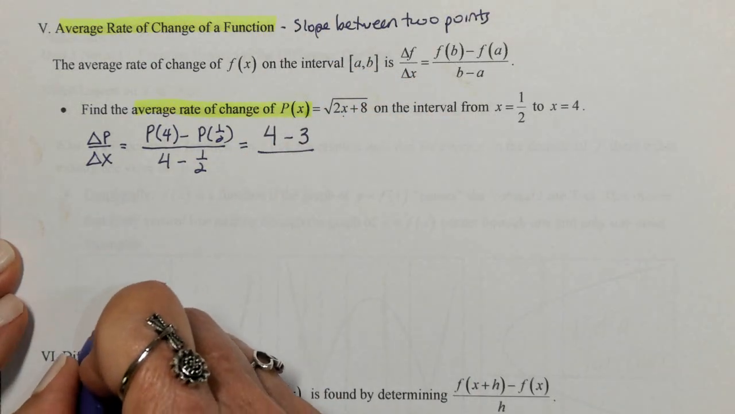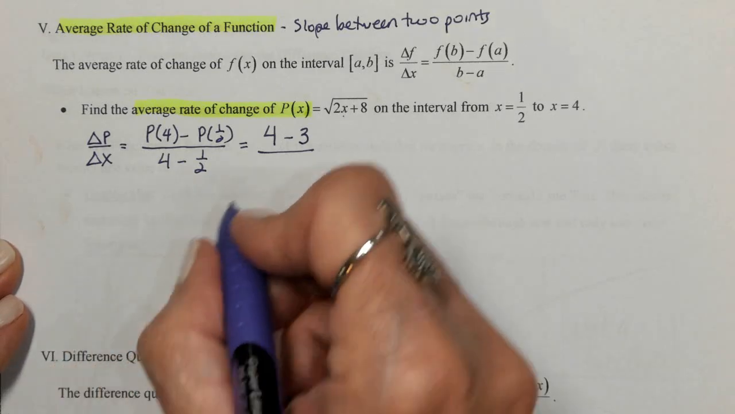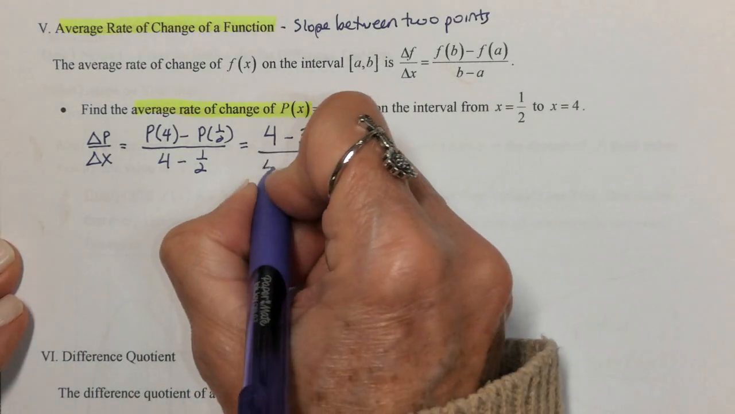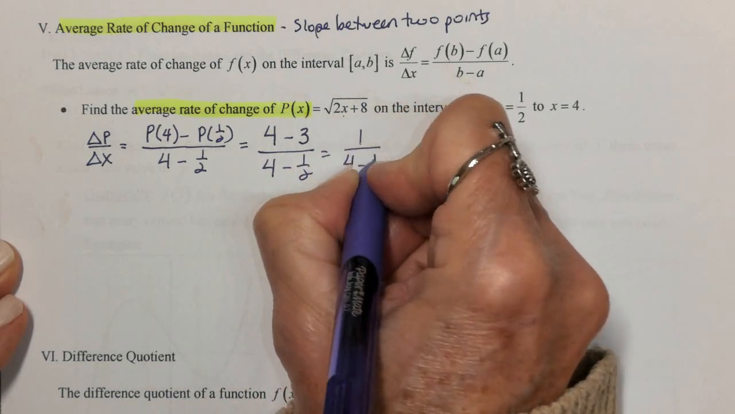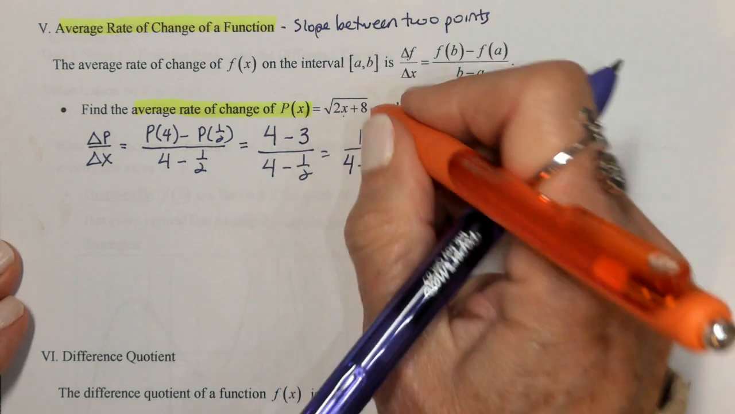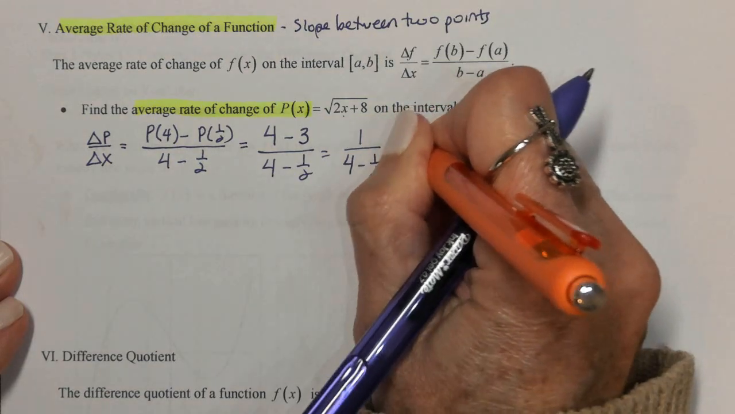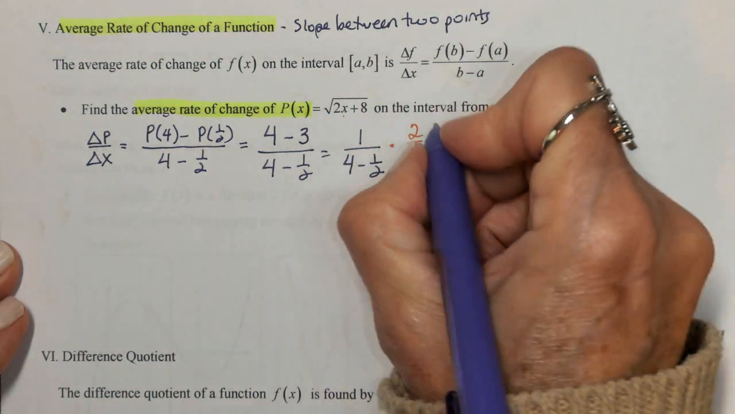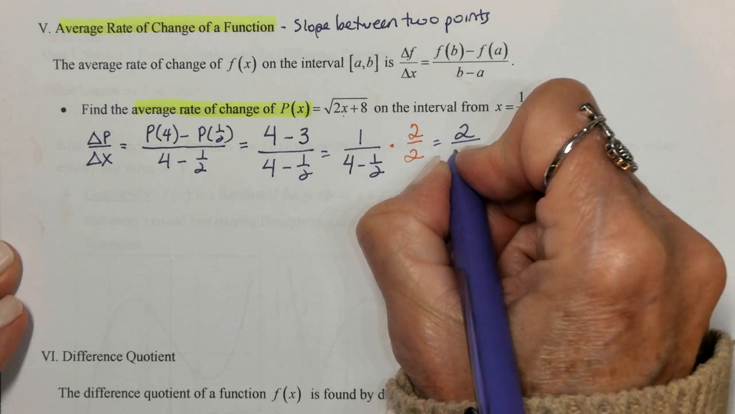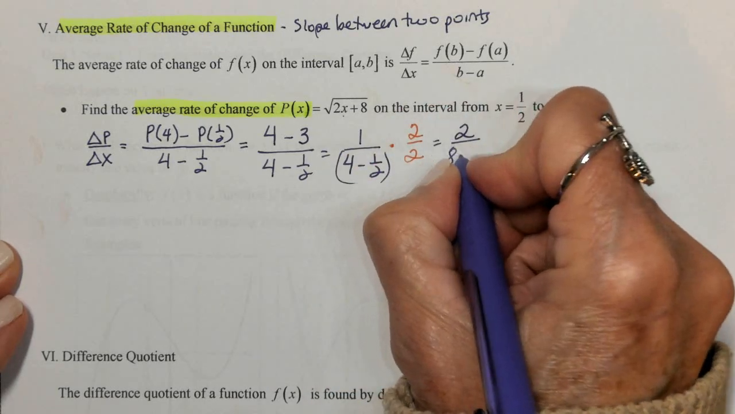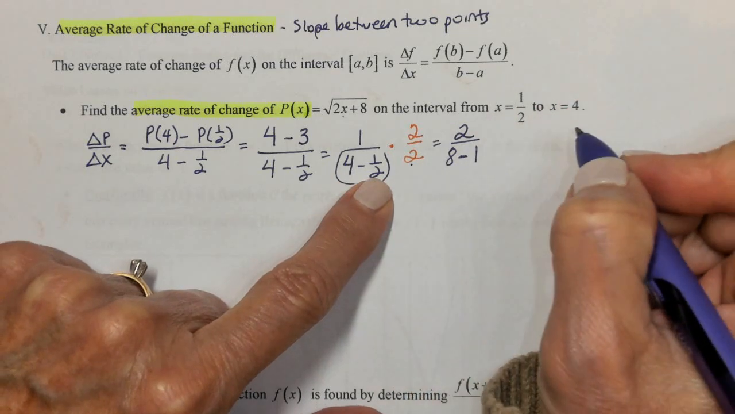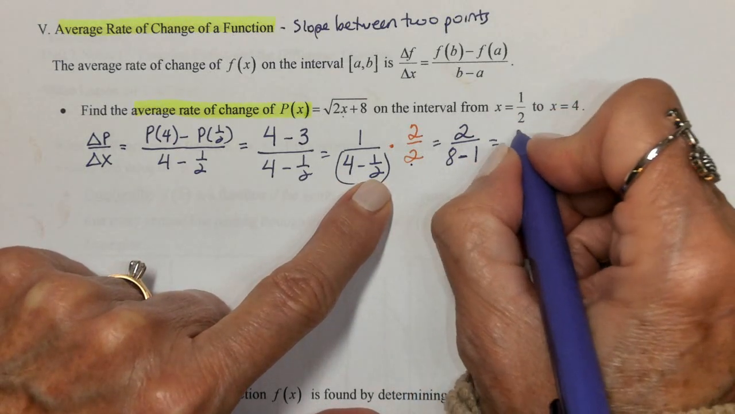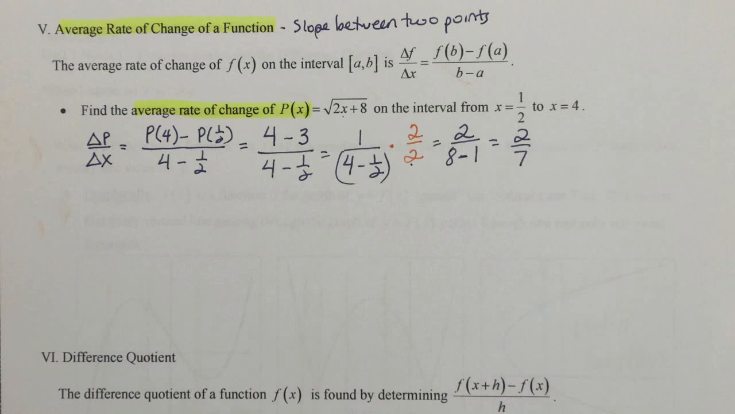And then on the bottom I have 4 minus 1/2, which is 3 1/2. I think I might just leave it 4 minus 1/2 for my purposes. And then for a multiple choice question, I would multiply top and bottom by 2, and that is 2 over 8 minus 1, right? Multiplying that out, so that is 2 over 7. Average rate of change.